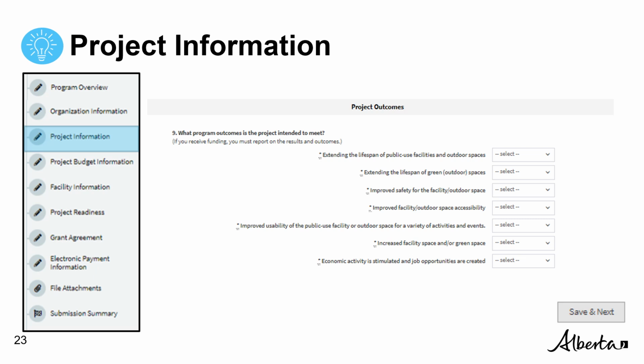Continuing on the project information page, you will answer additional questions related to the intended outcomes of your project that you want to achieve. Please note that if you are receiving funding, you must be able to report on the results and outcomes identified here. Once completed, click Save and Next to continue to the next page.